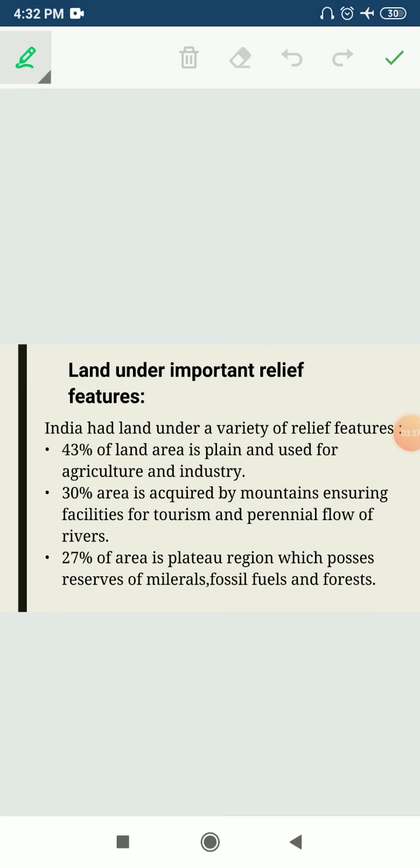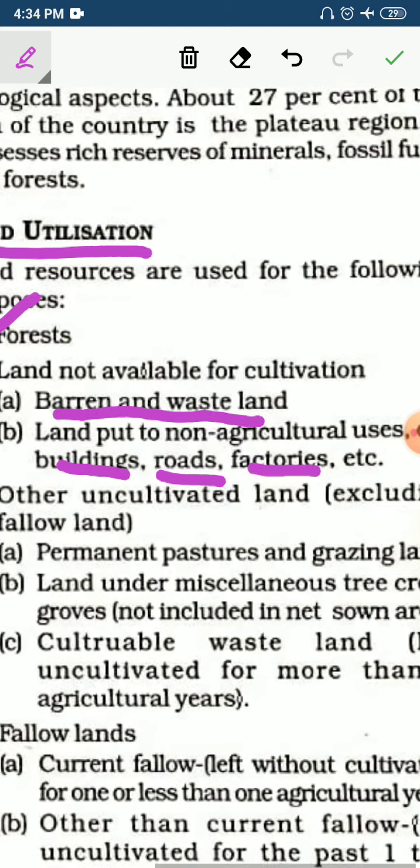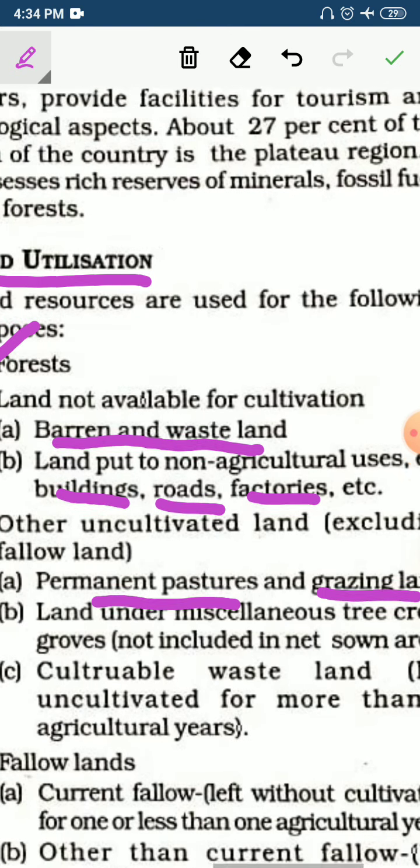The first is forests. Some part of the land is covered by forest and therefore cannot be used for cultivation, while some other part of the land which had been destroyed or had lost its fertility is either used as barren and wasteland or put to other non-agricultural uses such as construction of buildings, roads, factories, etc. Other uncultivated lands include permanent pastures and grazing lands.